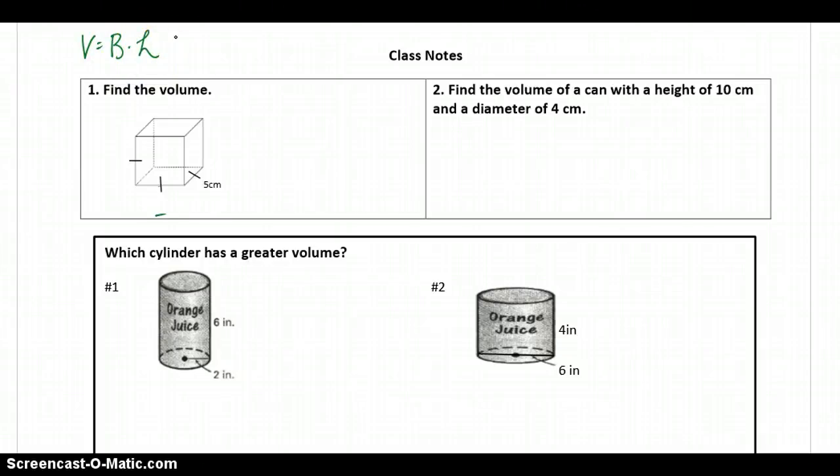So in number 1, we're finding the volume of, in this case, a cube, because our length, our width, and our height are all the same. We know this because of the tick marks, so each one is 5 centimeters.